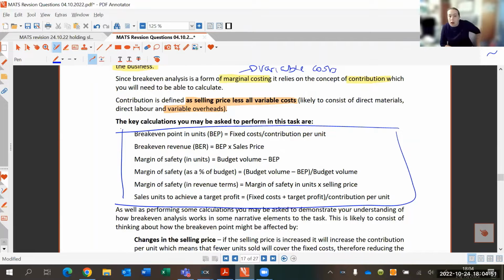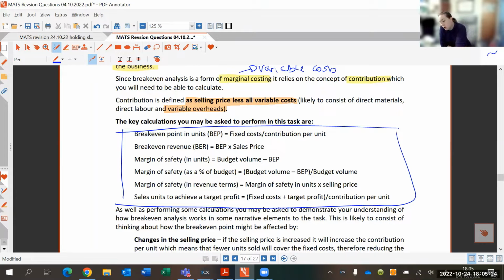You'll probably have had to calculate the contribution per unit previous to that point as well, and we'll have a look at questions relating to that in a little bit. The other one that you might be asked is your break-even revenue. So once you've got that break-even point, you can then calculate your break-even revenue. So what's the number of units you need to sell in order to break even? That's your break-even point. And then you multiply that by your sales price. So you know how much revenue you need to get in to cover your costs in total.